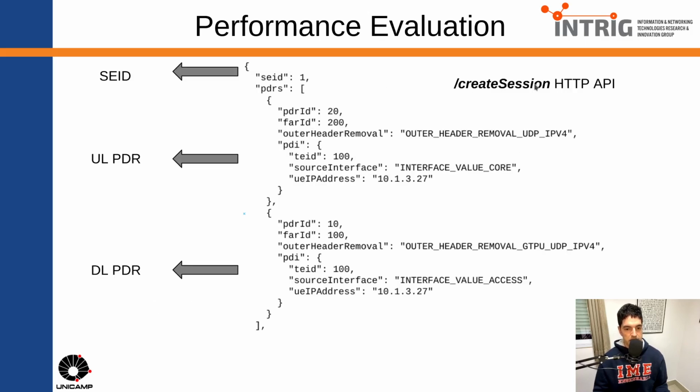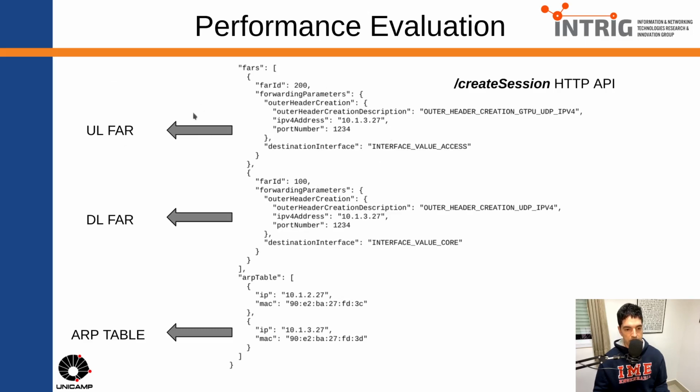Here is the create session API. This is the message that we send to the HTTP server. As we can see, we have information about the packet detection rule. Here is the packet detection information that I mentioned before, regarding the source interface, user equipment IP address, and tunnel endpoint ID.